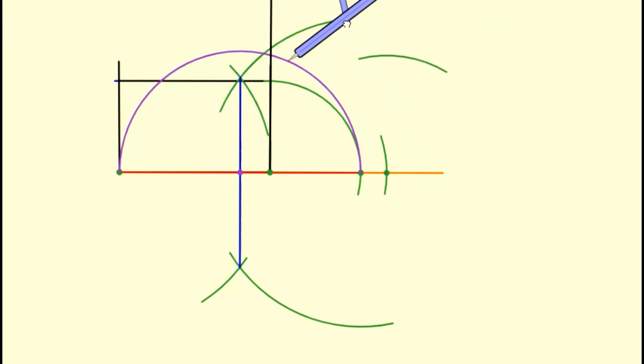Now put the compass at this point, again draw an arc. Mark the point of intersection. Join this point to the point of intersection. Again join like this. So we got the square now. This is the square having the same area of the rectangle with sides 5 cm and 3 cm.